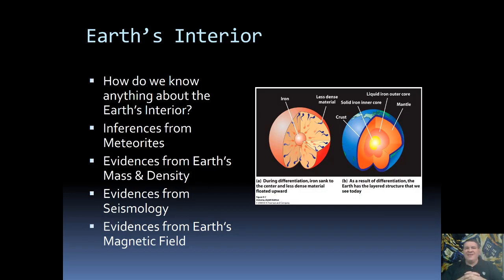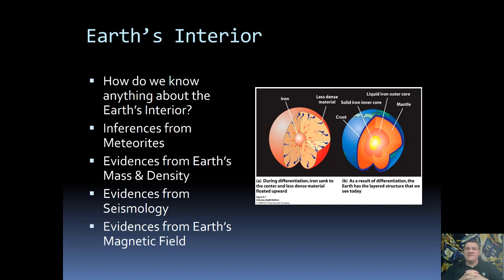So how is it that we know anything about the interior of the Earth? The evidence that gives us our ideas of what's happening under the ground and through the center of the Earth comes from several different places. One, we have inferences from meteorites. Remember, a meteorite is a lump of rock from space that has fallen to the Earth.